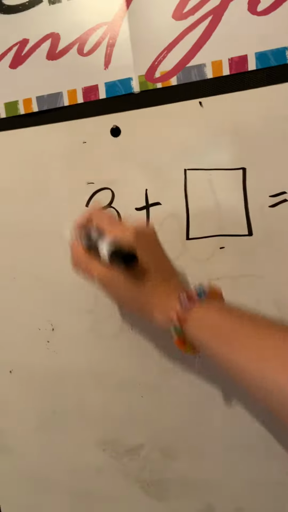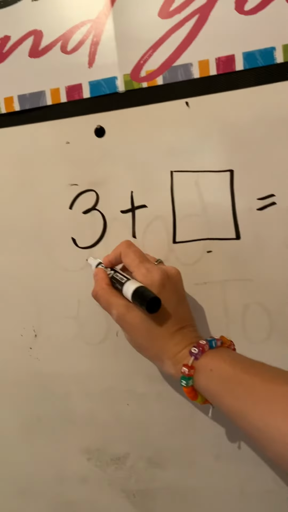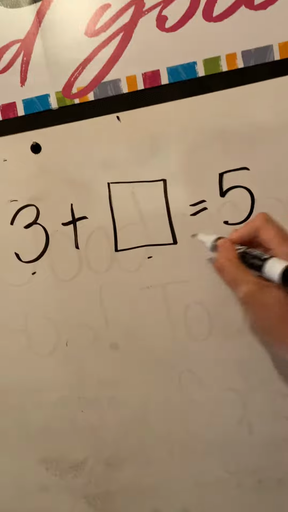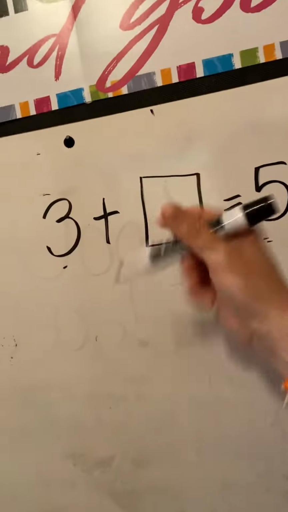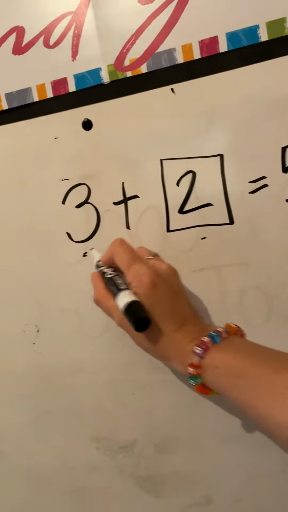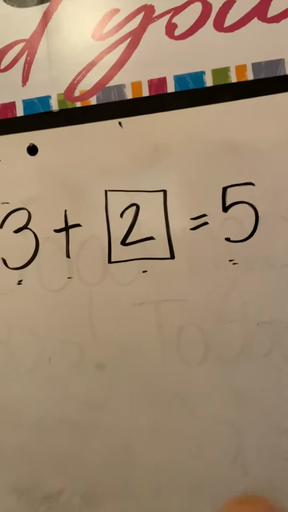So I can start counting at 3 and then stop at 5. So let's do that. 3, 4, 5. 2. 3 plus 2 equals 5. Great job.